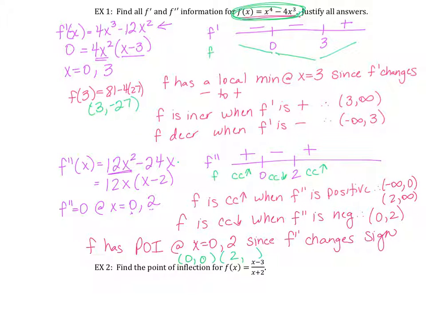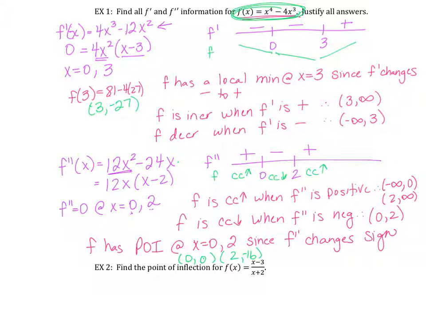Well, 0 is easy. If I plug in 0, I get 0. If I plug in 2, what is that? 16 minus 4 times 8, so minus 32, so that's negative 16. I can get those y values by plugging into the original function. So that's how you use the second derivative: when it says find all f double prime information, that's what you are finding. Okay?